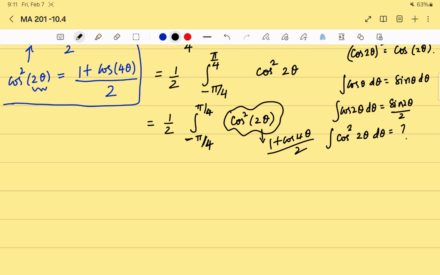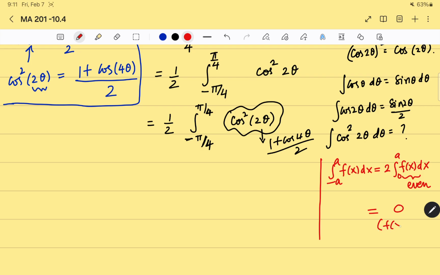So in that situation you need to recall one rule which you studied in calculus 2. The rule is, if you have integral minus a to plus a f of x dx, this equals twice times integral 0 to a f of x dx when f of x is even, and this is equal to 0 when f of x is odd. You know what is an even function and what is an odd function, right? You studied in 001 and 002.